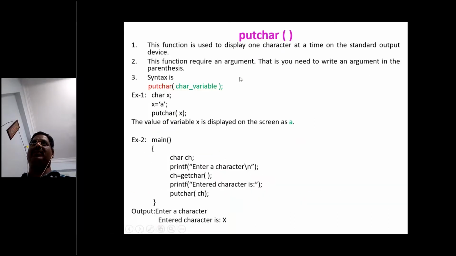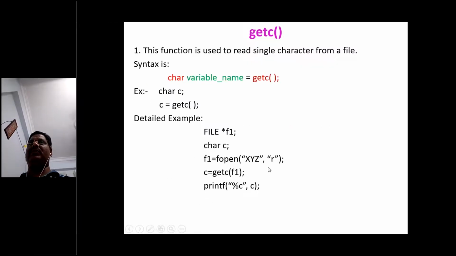The next one here is putchar. putchar simply displays the read value on the screen using the syntax putchar of char variable. So char x is equal to 'a', and putchar of x simply displays it on your screen. For example: char ch; enter a character; ch = getchar(); putchar(ch). This is the output it gives you.